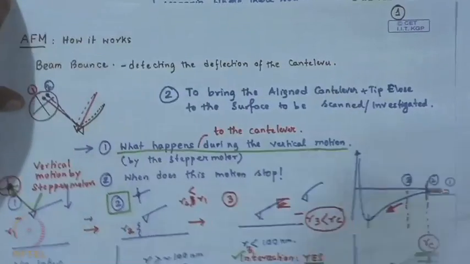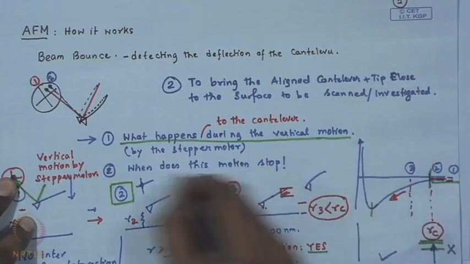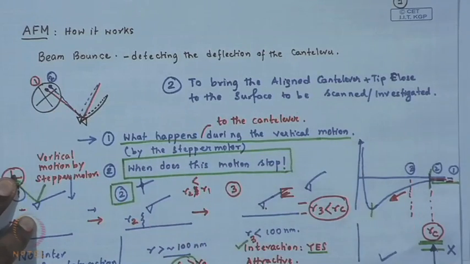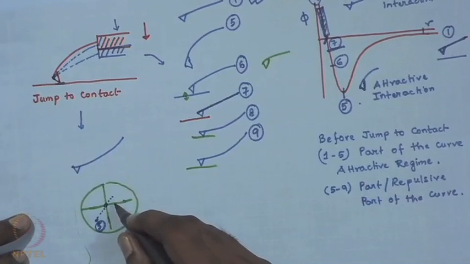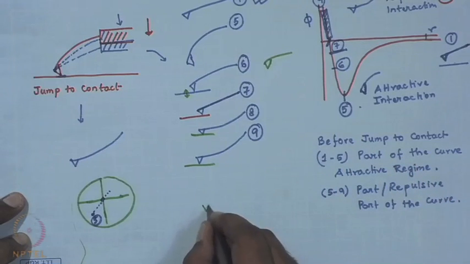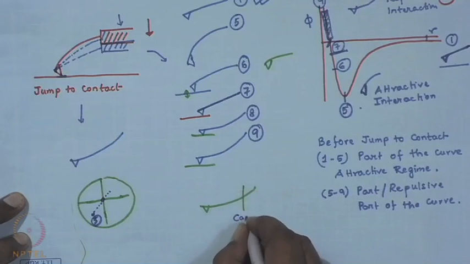But if you look at the second question we had posed, we still do not have any clue about it. When does the motion stop? Because what is going to happen? It is now in the repulsive regime, and you still go on pushing it, or your stepper motor still goes on pushing it. Okay. So, finally, what is the likely consequence? The likely consequence is that if you do not stop, it will just snap off, the cantilever will simply break. Okay.